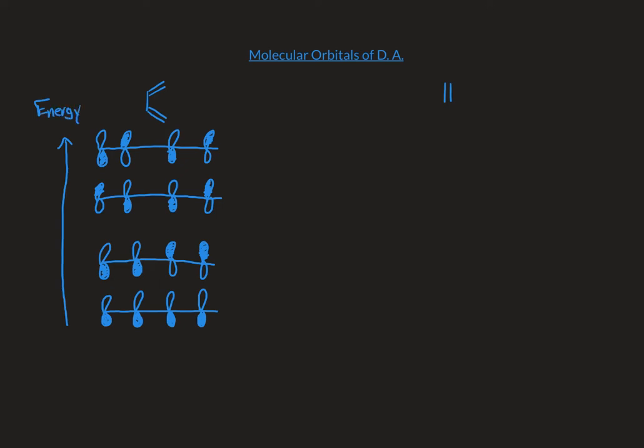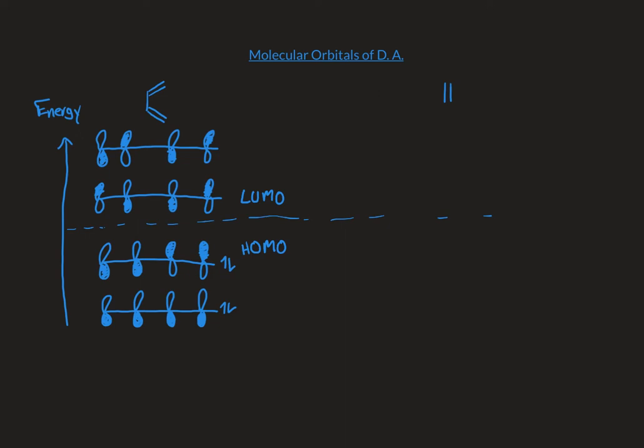I've oriented these in order of energy. So the highest energy orbital is up top, the lowest energy orbital is on the bottom, and there are 4 pi electrons. The first 2 are going to go in this orbital down here, and the next 2 will go in the second highest energy orbital. And so everything below that dotted line is occupied, and this is the highest occupied molecular orbital, or the HOMO. And everything above this dotted line is unoccupied. So orbital 3 is the LUMO, or the lowest unoccupied molecular orbital.